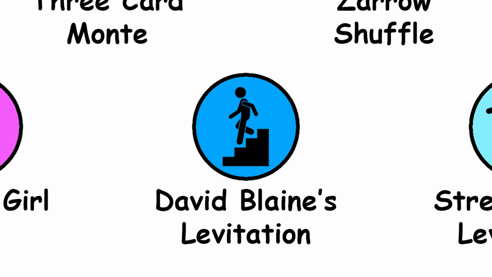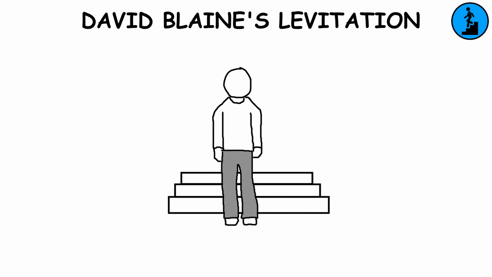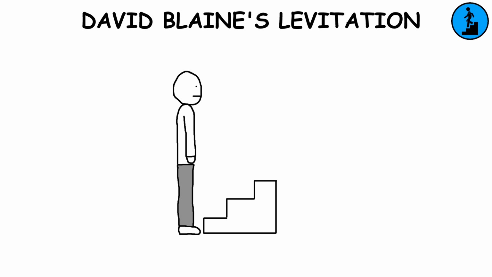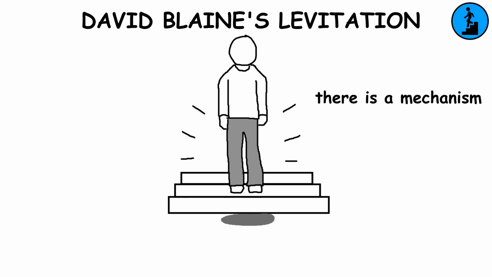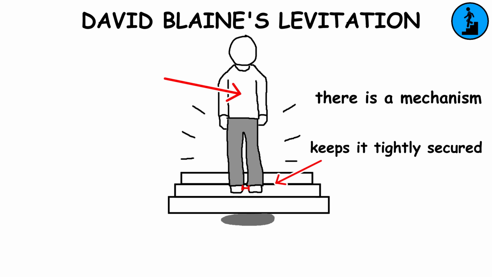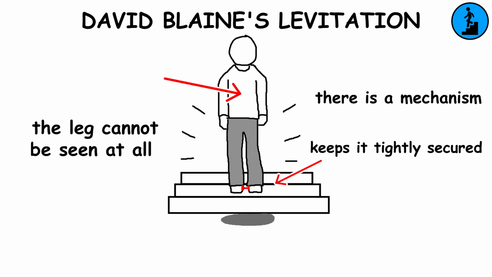David Blaine's Levitation. The magician appears to levitate in front of a staircase. His pants and shoes are actually cut so that he can just get his leg out and step in the stairs to pretend to levitate. To prevent the shoe from dangling, there is a mechanism that keeps it tightly secured. His back is turned to the audience, so the leg cannot be seen at all.